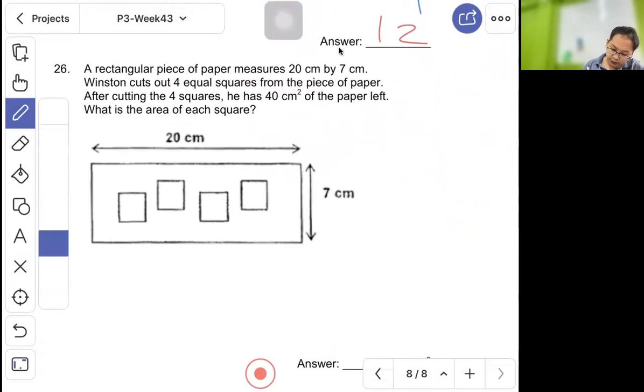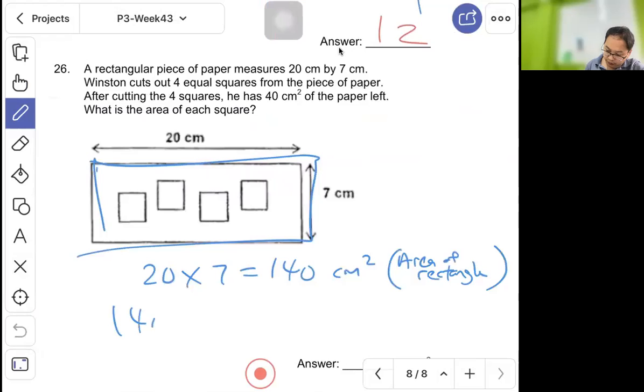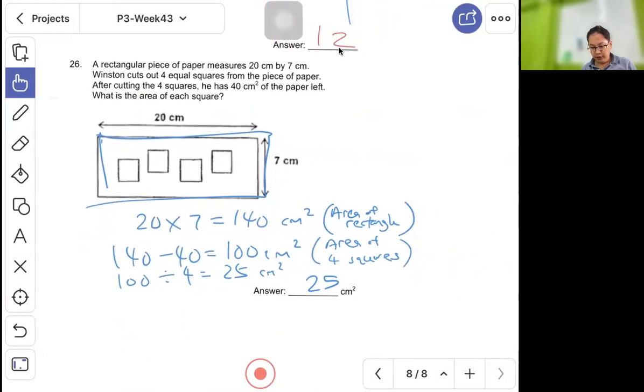So first we find the rectangle. 20 times 7, 140 cm squared. So this is the area of the rectangle. Then you minus the 40 and you know that the 4 squares are 100. Then 100 divided by 4, 1 square is 25. Answer 25.